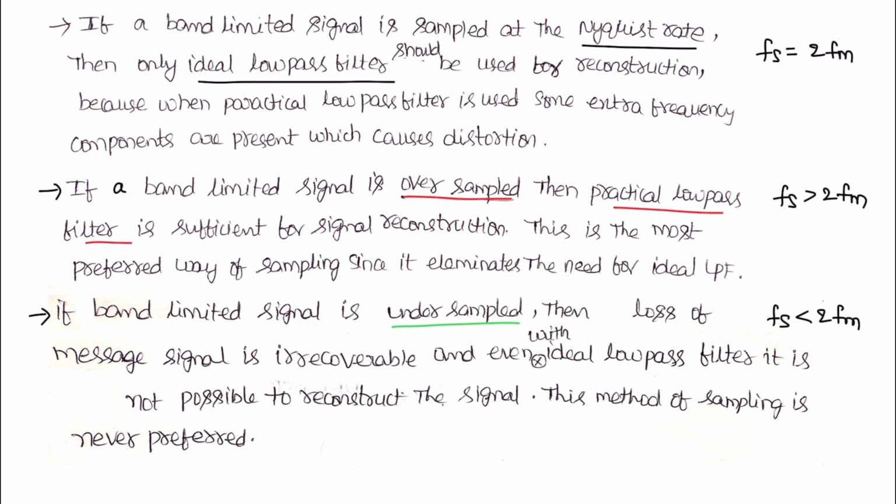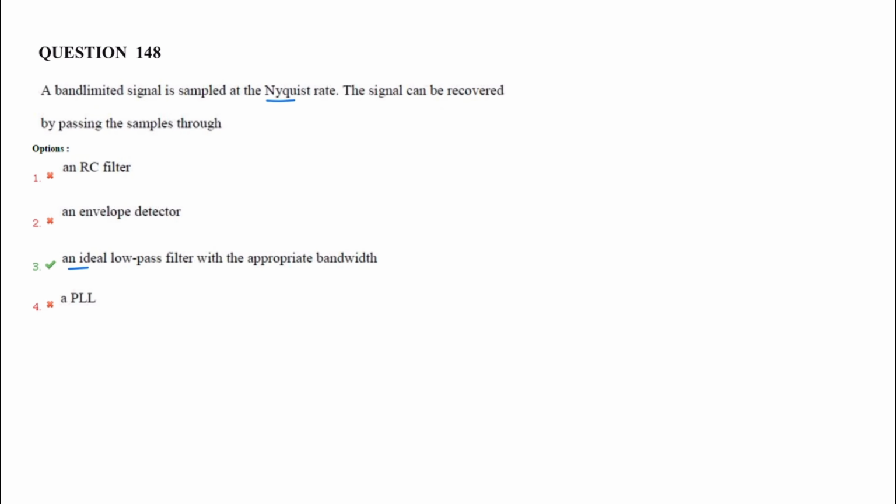Three categories of sampling: critical sampling, oversampling, undersampling. Undersampling is not preferred. Critical sampling, where the sampling frequency is 2 times the message signal frequency, is preferred if we have ideal low pass filters, but the design of an ideal low pass filter is practically impossible. Hence, we choose oversampling so that we can use practical low pass filters. In the question, the signal is sampled at Nyquist rate, that is critical sampling. The signal can be recovered by passing it through an ideal low pass filter.